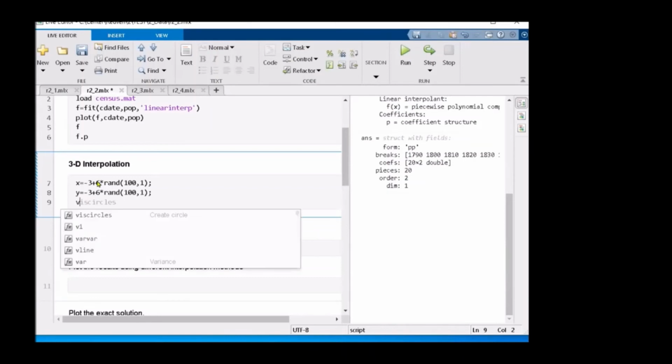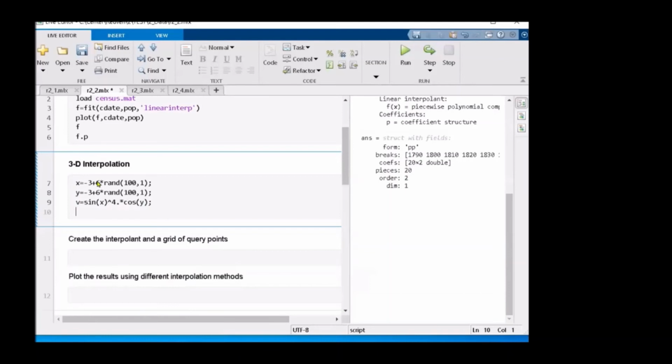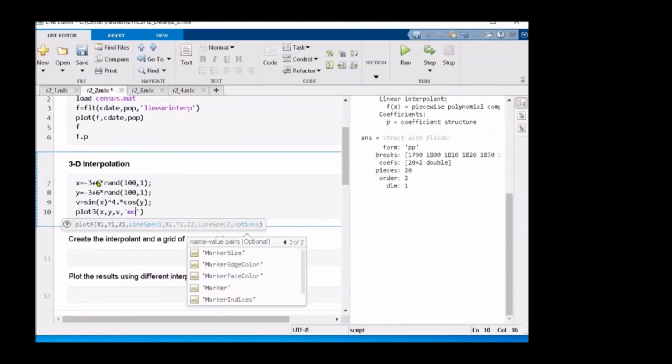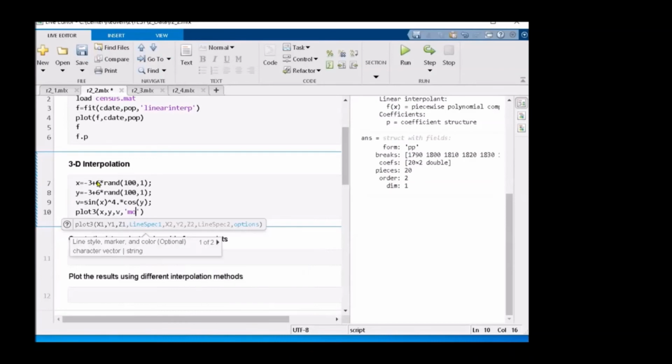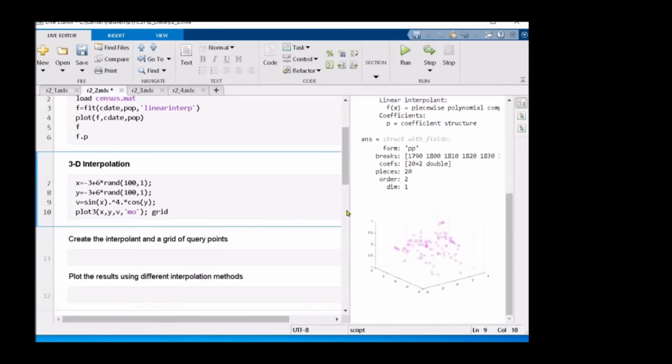Now we will estimate the 3D function as sine of the first argument, and we will use the power function of 4, and here we will multiply this result by a cosine function. Okay. Now let's try to see the results of this random data. We will use 3D plotting to show 3D plot, X, Y, V, and we will use circles with the color magenta, it doesn't matter, and we will use gridding. I hope we have no mistake. No, we have, okay, this is my fault. It should be a dot here. Let's do it again.